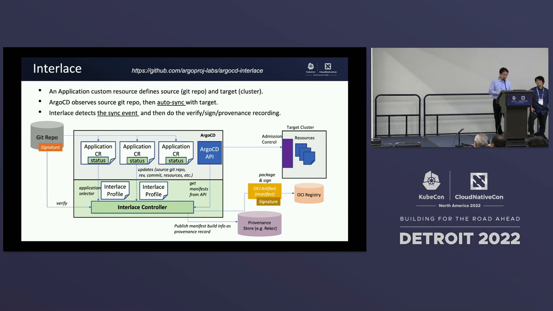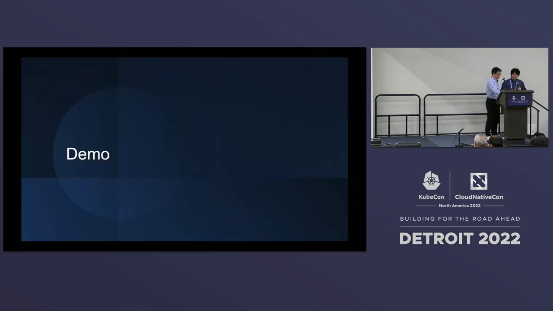Then the provenance record is pushed into the provenance store from the Interest controller. By using this, the signature is attached to the generated manifest, so on the target cluster side, the admission control can successfully protect the manifest by using the signature at admission time and also even after the admission. Okay, so this is a high-level idea of Interest. From now, Hiro will show some demo and go deeper. So, handing over to Hiro.